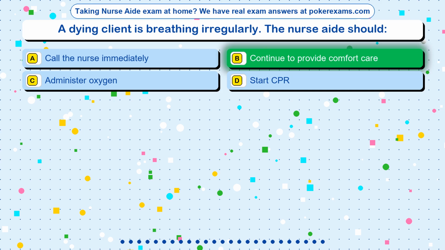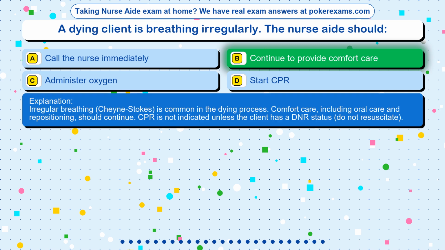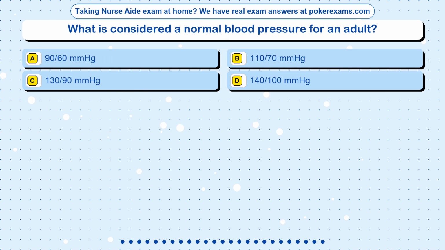The correct answer is option B. Continue to provide comfort care. Irregular breathing, such as Cheyne-Stokes, is common in the dying process. Comfort care, including oral care and repositioning, should continue. CPR is not indicated unless the client has a DNR status. Do not resuscitate.